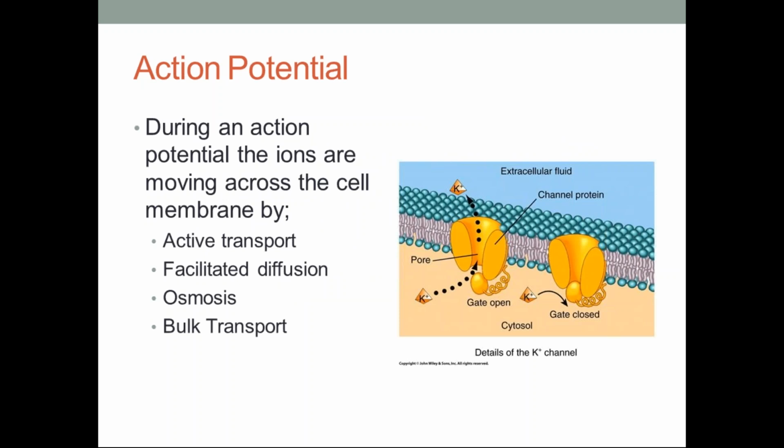During an action potential, the ions are moving across the cell membrane by active transport, facilitated diffusion, osmosis, or bulk transport. Okay, so once the sodium is rushing in or the potassium is rushing out, how are they moving across the cell membrane? Facilitated diffusion. Okay, so diffusion is just from high to low. Facilitated means through a gate, right? Simple diffusion goes right through the cell membrane.